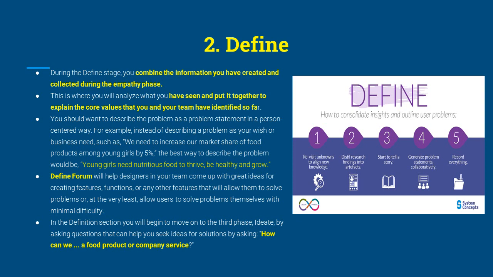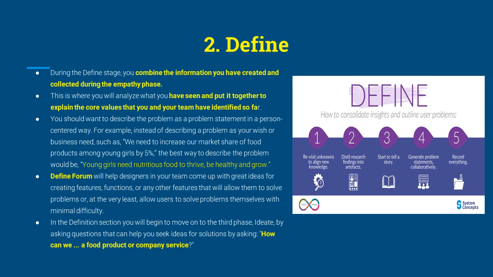Now that you have understood the problem using your empathy, it is the turn of defining the problem. So what actually happens at this stage? During the define problem phase, you combine the information that you have created and collected during the empathy phase. That means you have talked to experts, to the users, to the people who will be trying your products and services. This is where you analyze what you have put together and explain the core values that you identified so far. That means what is the issue, what is to be solved. Is it a physical problem, a mental problem, a discomfort, whatever it actually is.